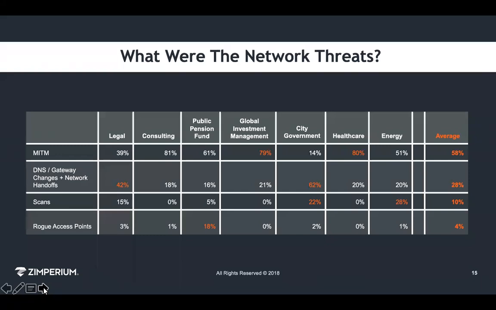So on average, almost 60% are MITMs. 60% are attacks where they're stealing data straight up, they're stripping SSL off, they're doing things along those lines. 28% are changes, 10% scans, and 4% rogue access points. Again, in orange, I've marked some of the ones that I think are pretty interesting. The fact that the global investment firm and the healthcare firm have experienced a significantly higher than average number of MITM attacks is pretty interesting.